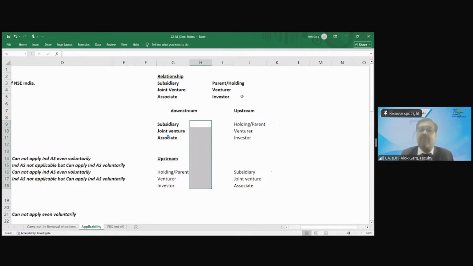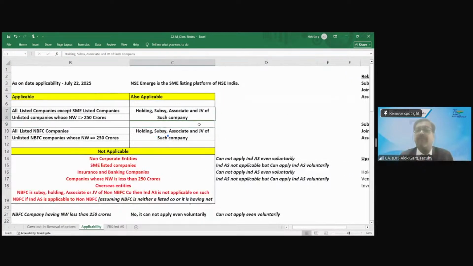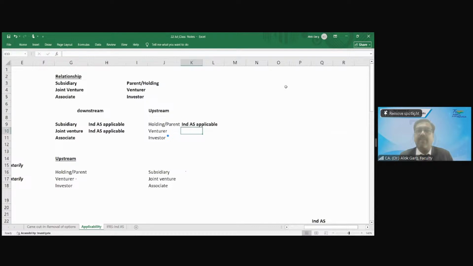If Ind AS is applicable to a subsidiary, whether it is applicable to the holding or parent also. Yes, it will be applicable to the holding company also. I told you, when Ind AS is applicable to any company, it will be applicable to the holding of such company, subsidiary, associate, and joint venture of such company. On the upside, it is applicable to the holding company. If Ind AS is applicable to an entity which is a joint venture, whether it is applicable to the venturer also.